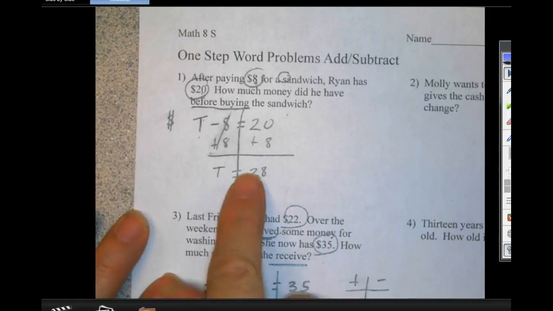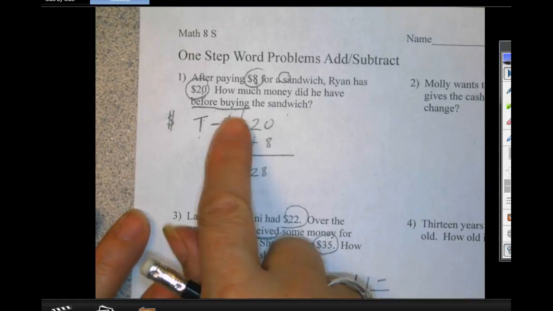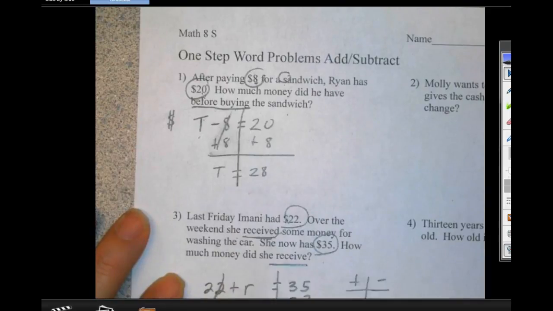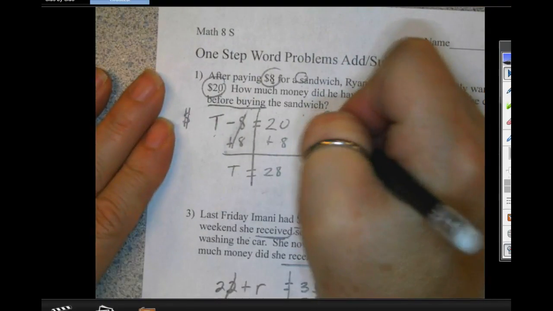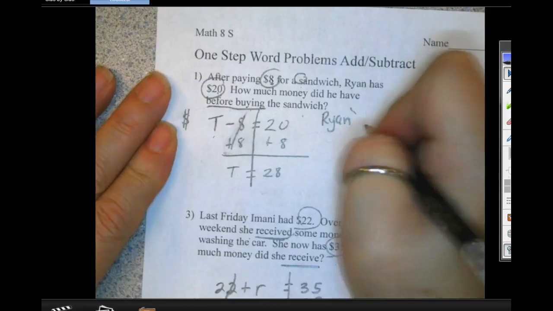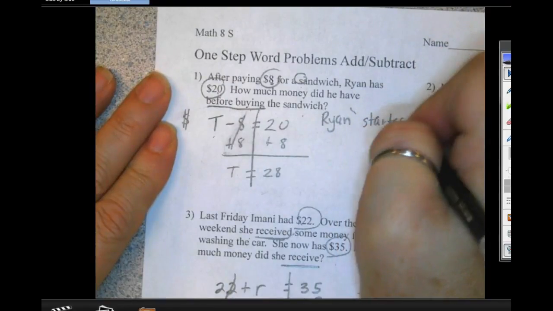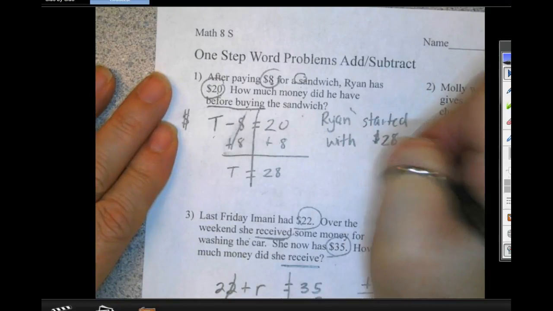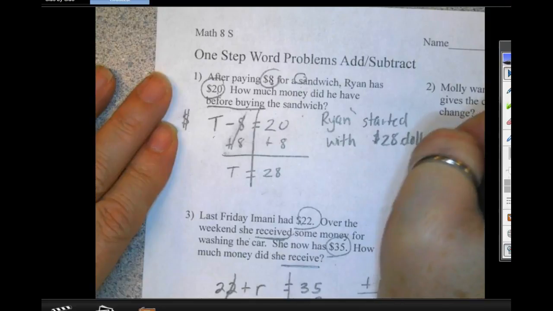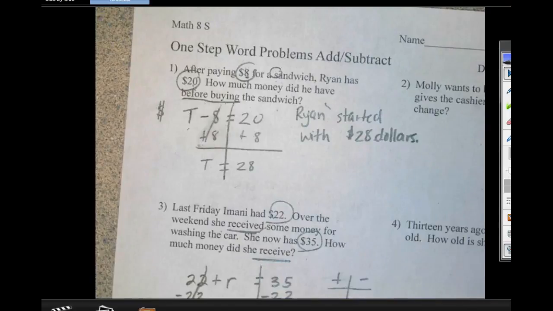So here we said that Ryan started with $28, right? It says, how much did he have before buying the sandwich? So we wrote t equals 28, but that's not an appropriate answer for this problem because it's a word problem. So I'm going to write an answer in words. I'm going to say Ryan started with $28. That's an appropriate answer for this problem because it's a word problem. Okay, so when we have word problems, we want to make sure that we answer our problems in complete sentences.